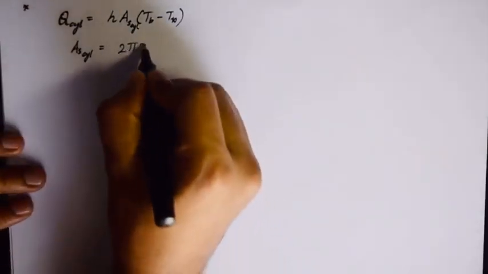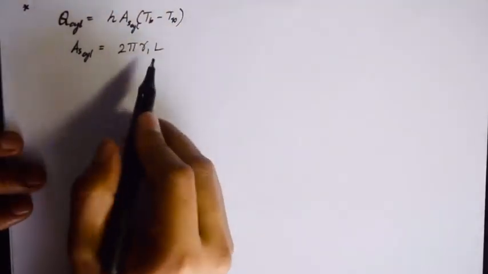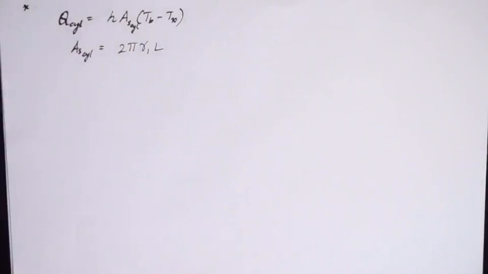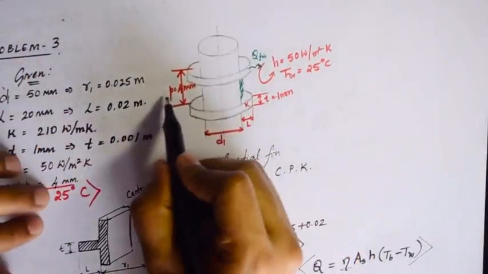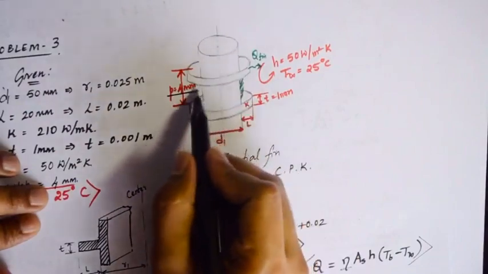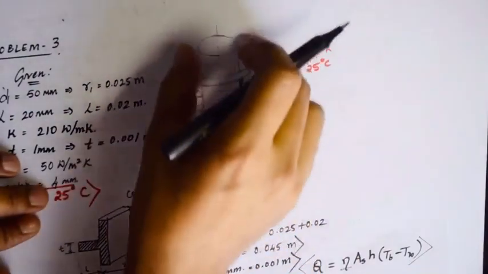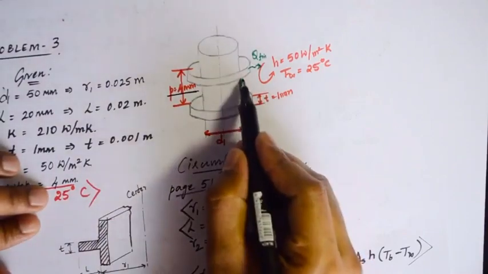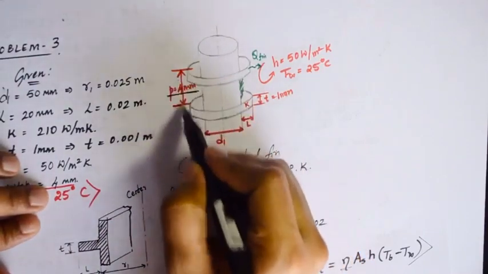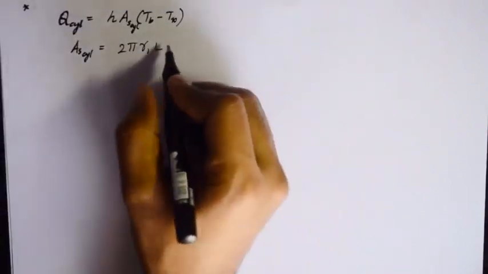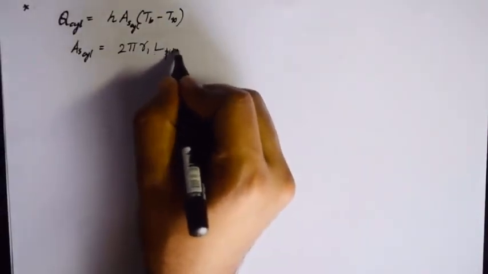Two pi r1 into L. Now note that the length of the fin is not known in this question, right? The length is not given, but what is given here is the pitch. So we'll just calculate the area only for one pitch distance, because we do not know the total length of the cylinder. We'll find out the heat transferred only for one pitch distance, that is 4 millimeters, right? So we'll take the length of that pitch only.